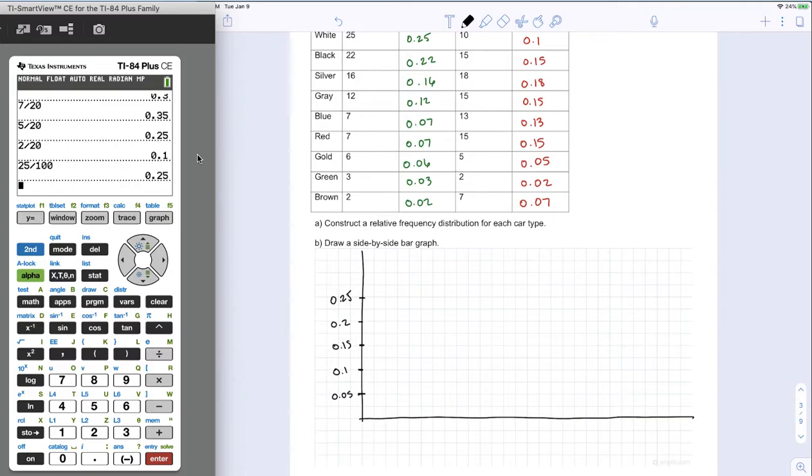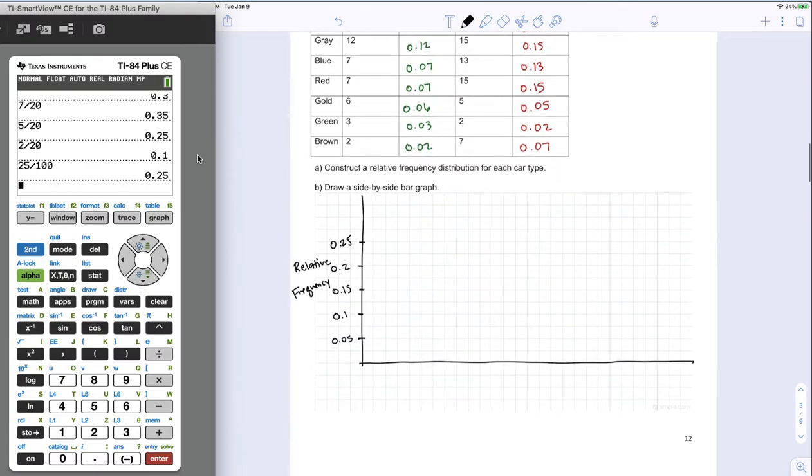Okay, so I'm going to label this relative frequency. Anytime you do a side-by-side bar graph, you're going to want to use relative frequency to make a fair comparison. In this example, the sample sizes were equal, so it didn't really matter. But often the sample sizes will not be equal, in which case the only fair thing to compare would be relative frequency. Okay, so now we're going to label this axis car color.